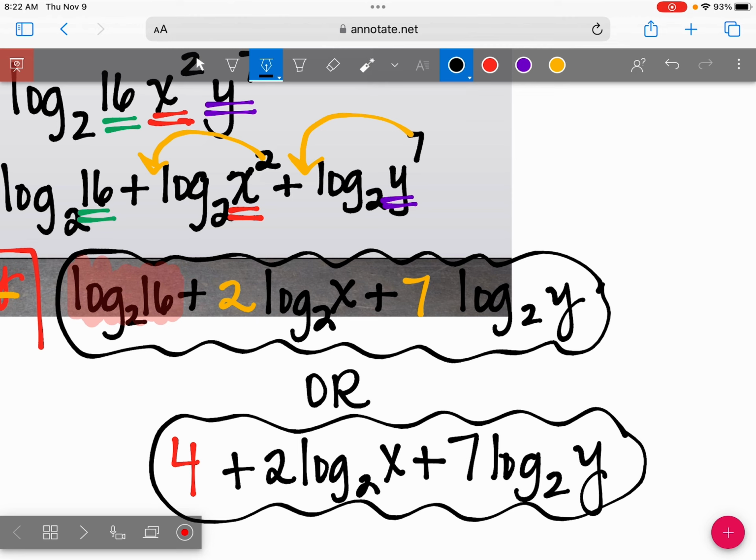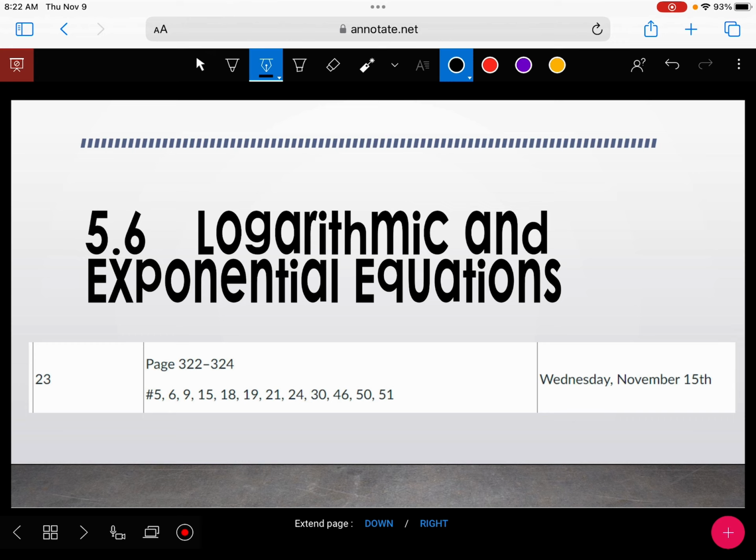So now let's get into our new lesson, which is 5.6. And we'll spend a couple days in 5.6. So if you're titling your notes, 5.6 is log and exponential equations. That's our homework assignment, and that is in the book. And it's due on Wednesday. So I'll give you a minute to copy that down so you can title your notes.